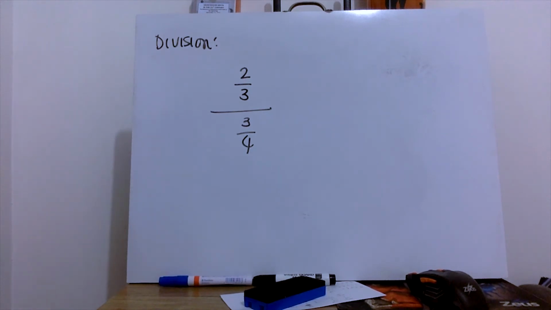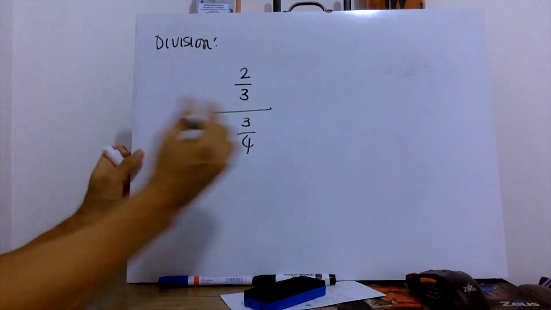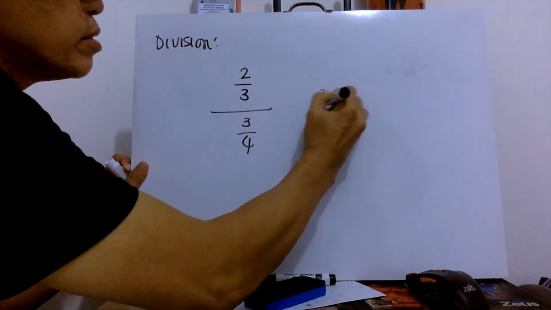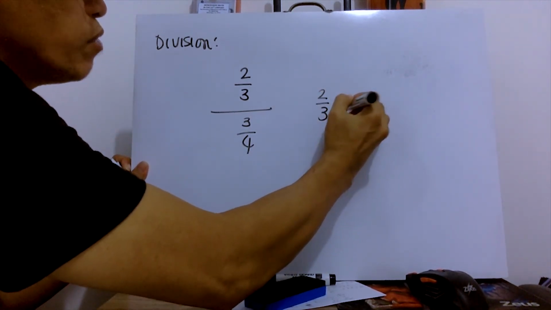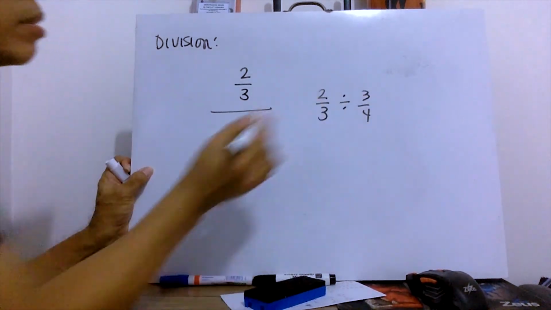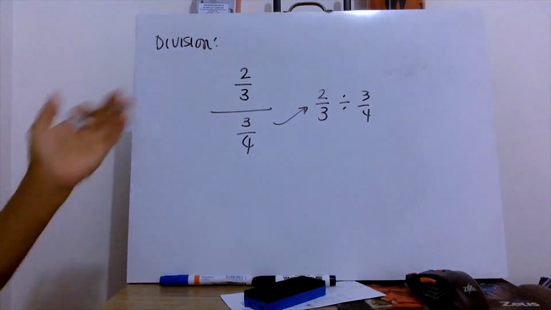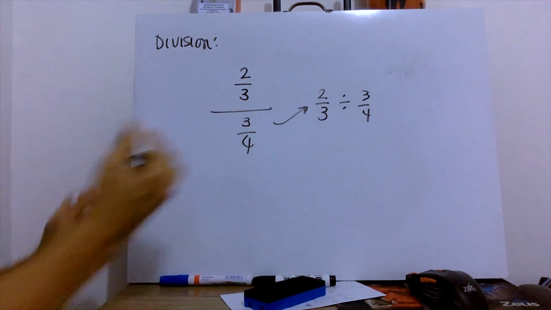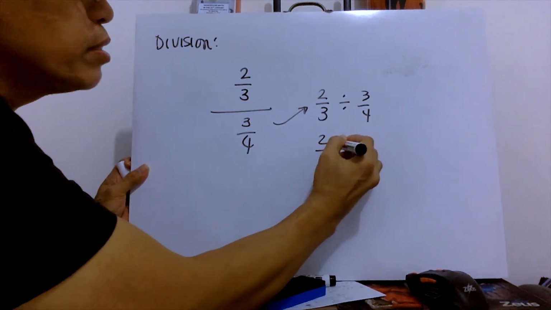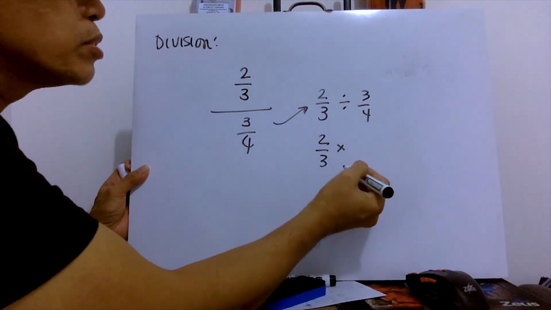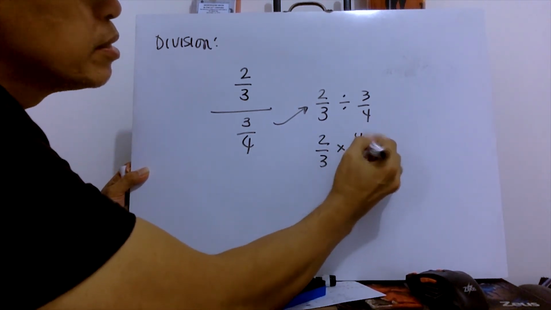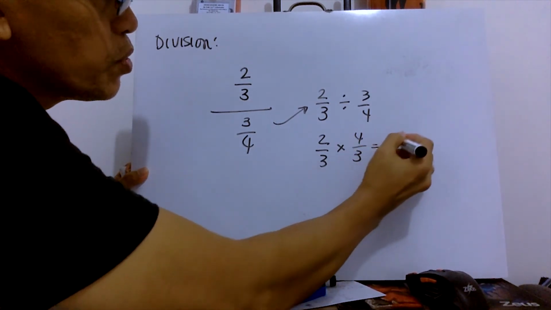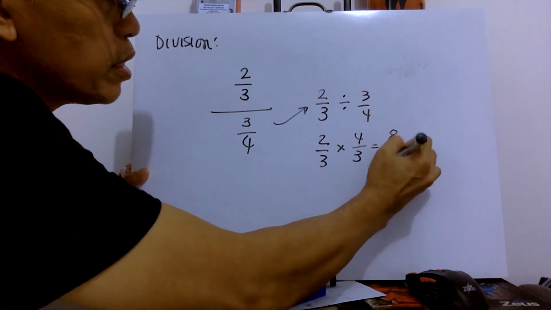All right? How do you do that? Well, it only means one thing. It's this one divided by 3/4. Just convert it to this one. It's more simplified. And then convert to multiplication, get the reciprocal. Yep. So the answer there is 8 over 9.